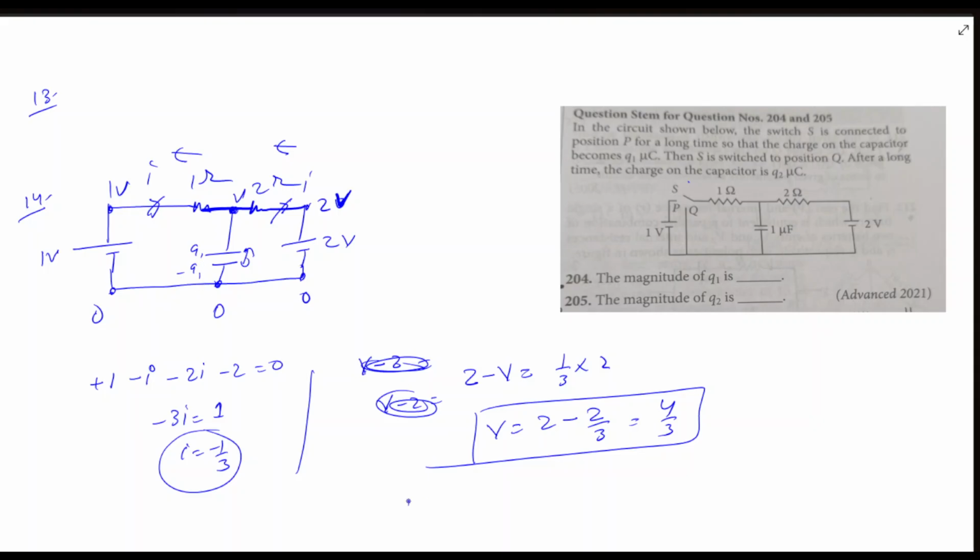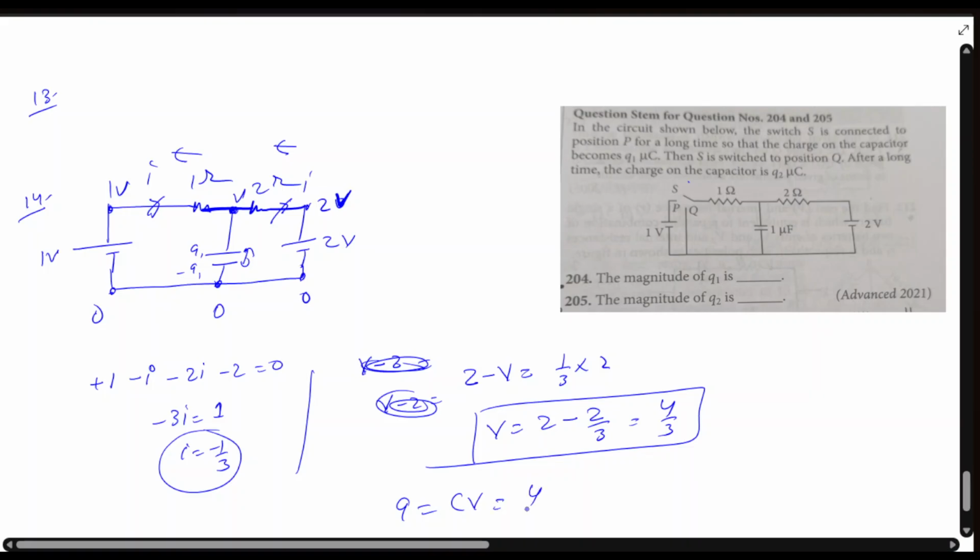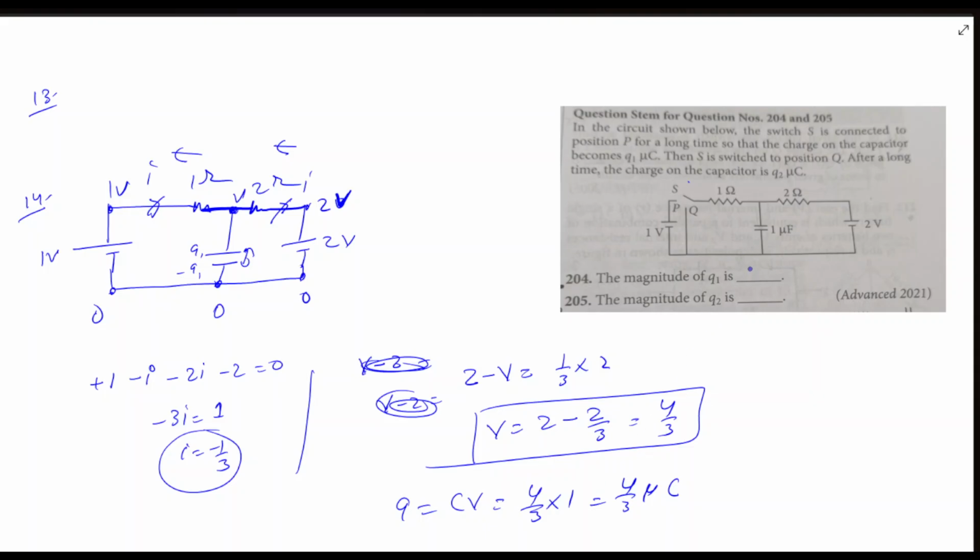So Q will be C into V. So it will be 4 by 3 into 1, so it will be 4 by 3 microcoulomb. So the first answer will be 4 by 3, it is 1.33 microcoulombs. Let's solve for Q2. Now the switch is moved to position Q. Initially it was at P, now it is switched to Q. After a long time, the charge on the capacitor. This situation is quite simple, right? So now the situation is like this.